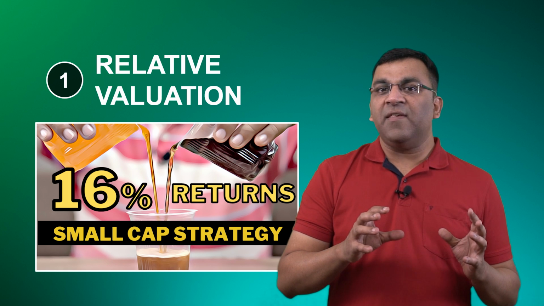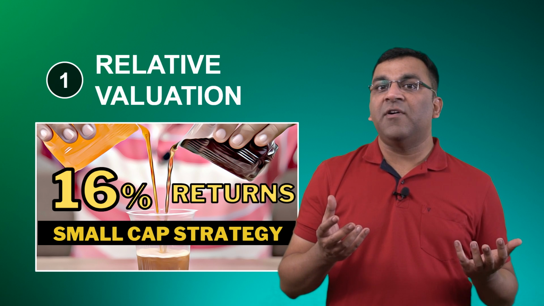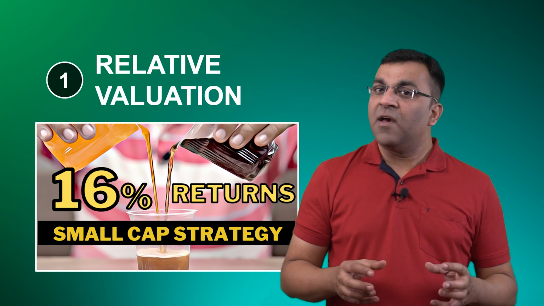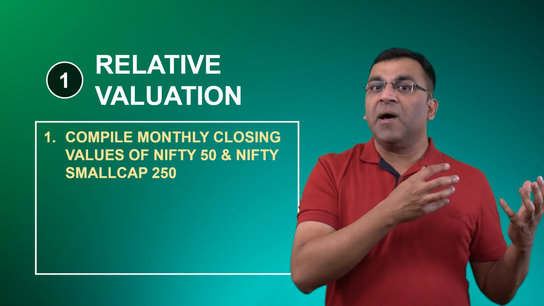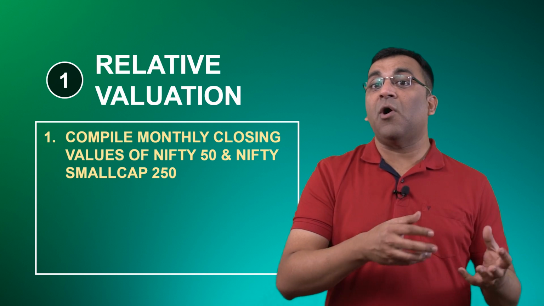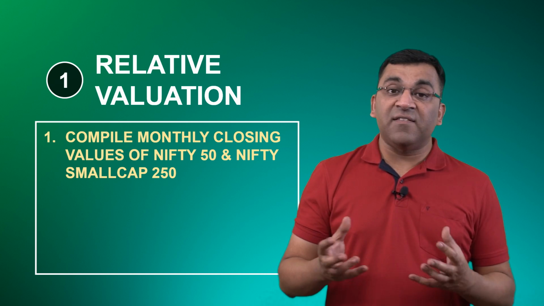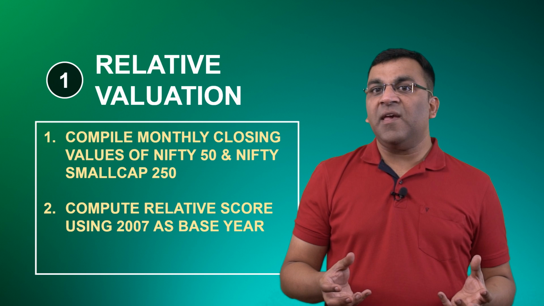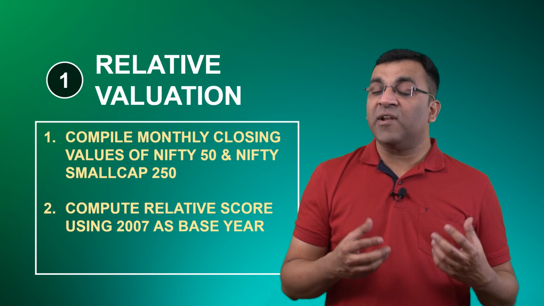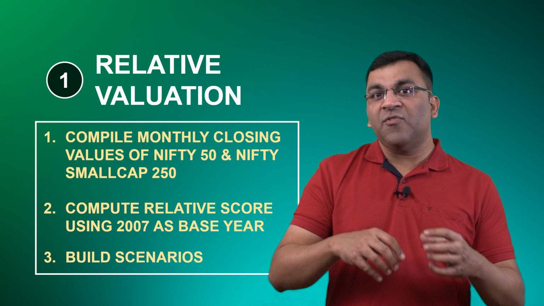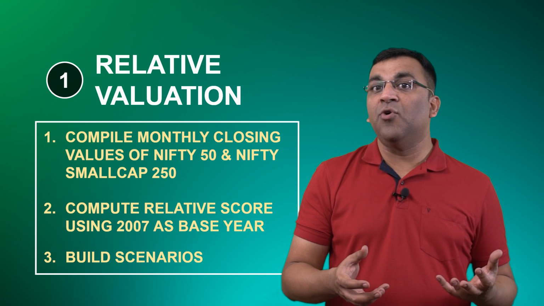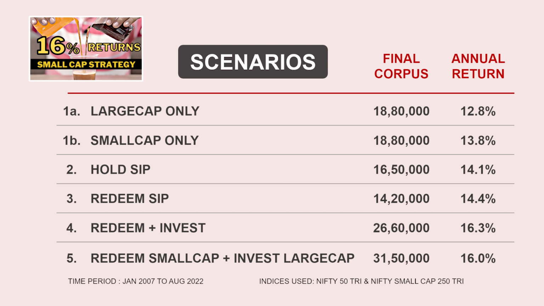The first one is based on relative valuation, and it's something I covered in my very first video on this YouTube channel. So to quickly recap, I pulled out monthly closing values of the Nifty Small Cap 250 TRI and the Nifty 50 TRI index from the website niftyindices.com. I recomputed the numbers based on the 2007 base value, leading me to a relative score. I then set up a number of scenarios to see how much higher we could go in terms of returns. And looking at this table, I would say mission accomplished. For more specifics, do check out the small cap video and the Excel worksheet that's available in the video's description.